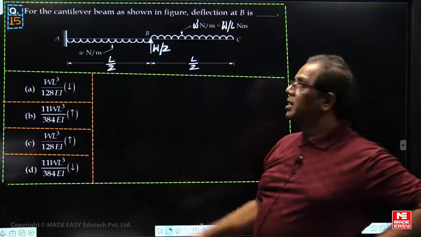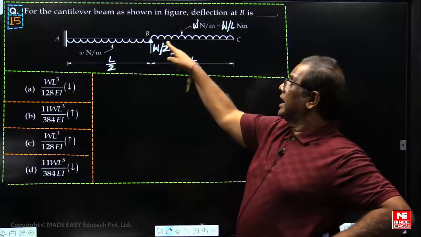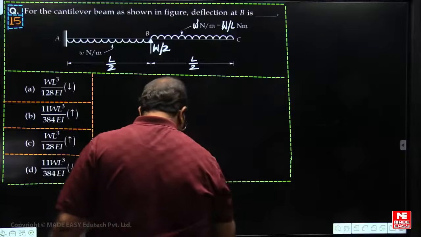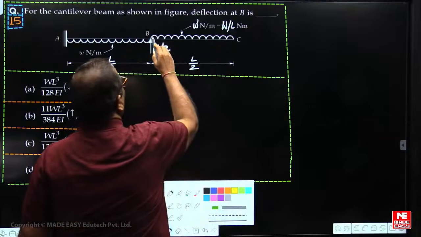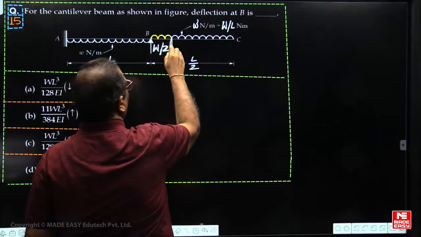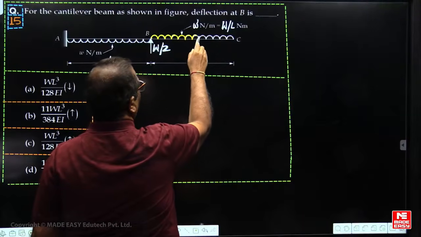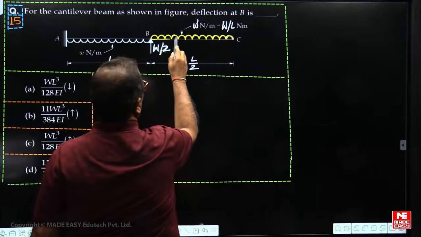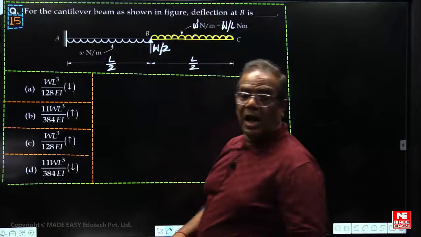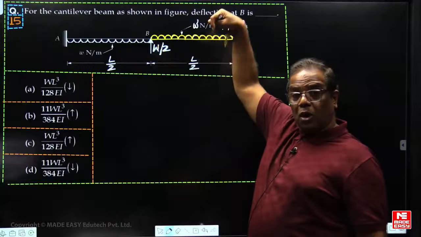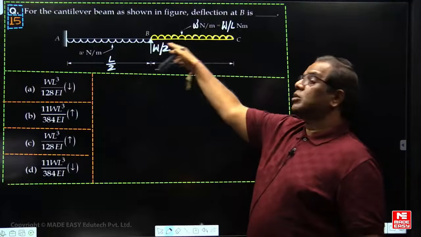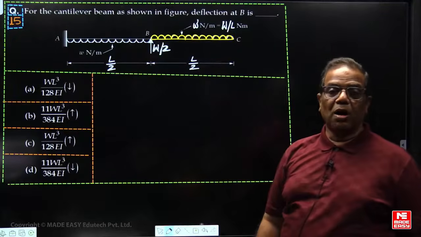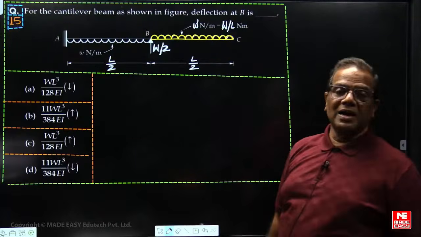Then what do you have to do now? This load is equal to how many loads at B? What is the total load? I want the deflection at B due to this downward UDL. What is the total load of this UDL? Small w into L by 2. That is what now? Capital W by 2.